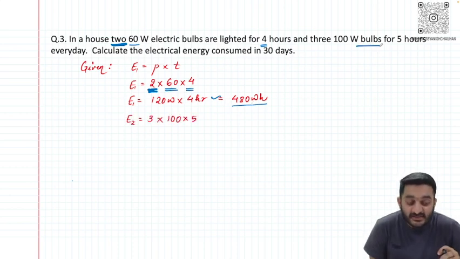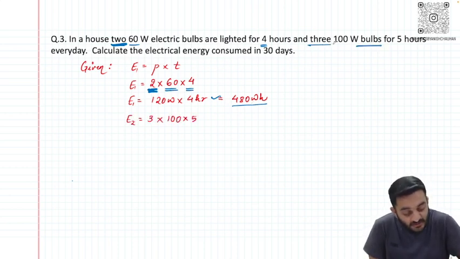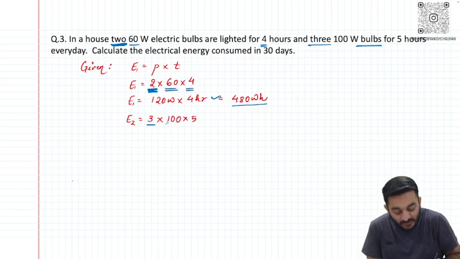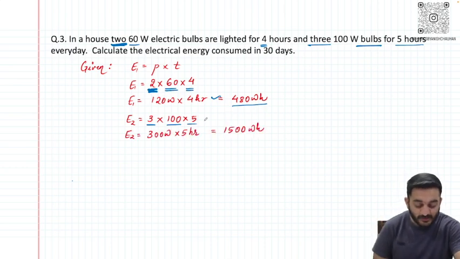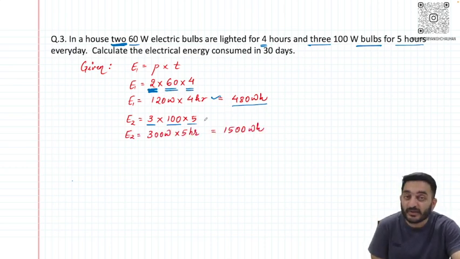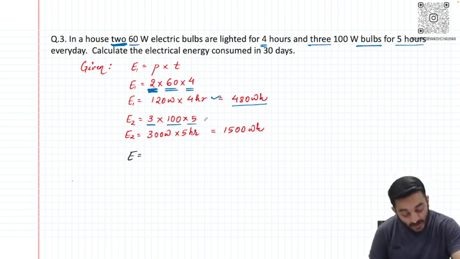We'll go for the second instrument. We have 300 watt bulbs, and they have been running for 5 hours. So this is how it will look. If we do the calculation for this part, the energy consumed by this instrument is 1500 watt hour. Now what we need to do is simply add up both the energies.